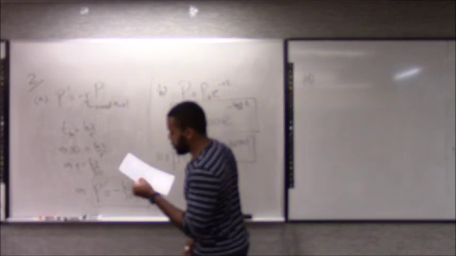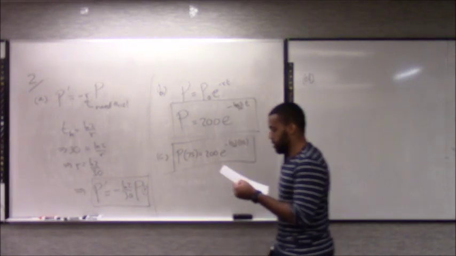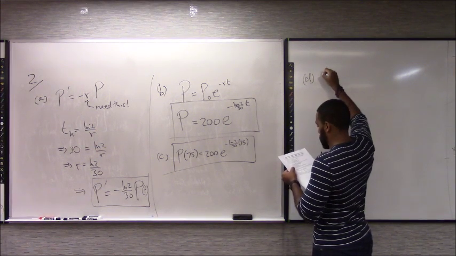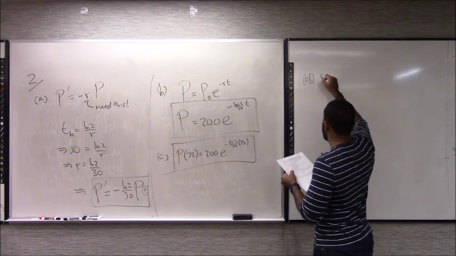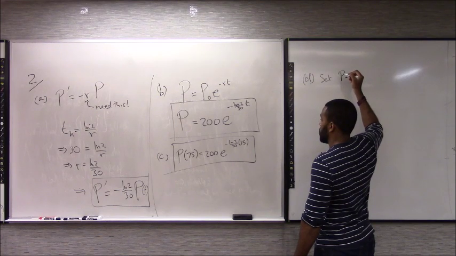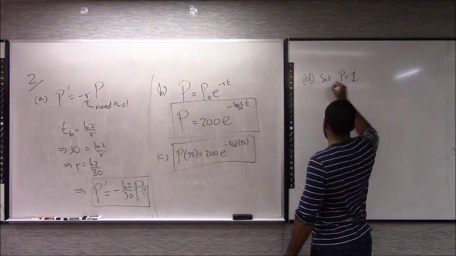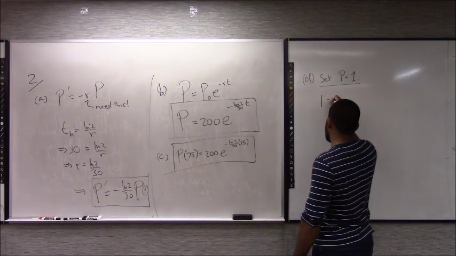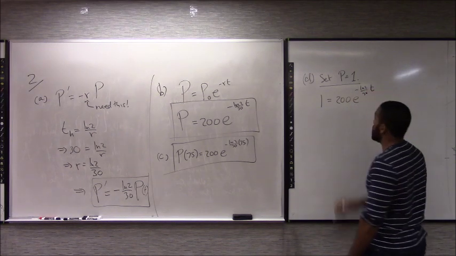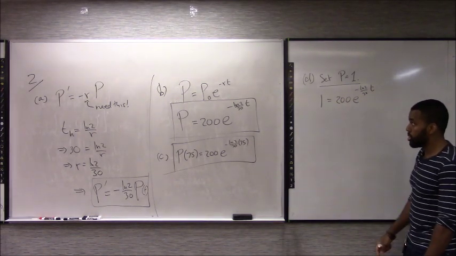After how many years will the mass be reduced to 1 milligram? So assuming we started with 200, how long will it take to actually hit 1 milligram? Will it decay to 1 milligram? When we write P of T equal to 200 e to the negative ln 2 over 30 T, you want P to be equal to 1. So you actually want 1 equals 200 e to the minus ln 2 over 30 times T. The initial is always going to be 200. What they're asking you here is when is the current amount going to be 1.